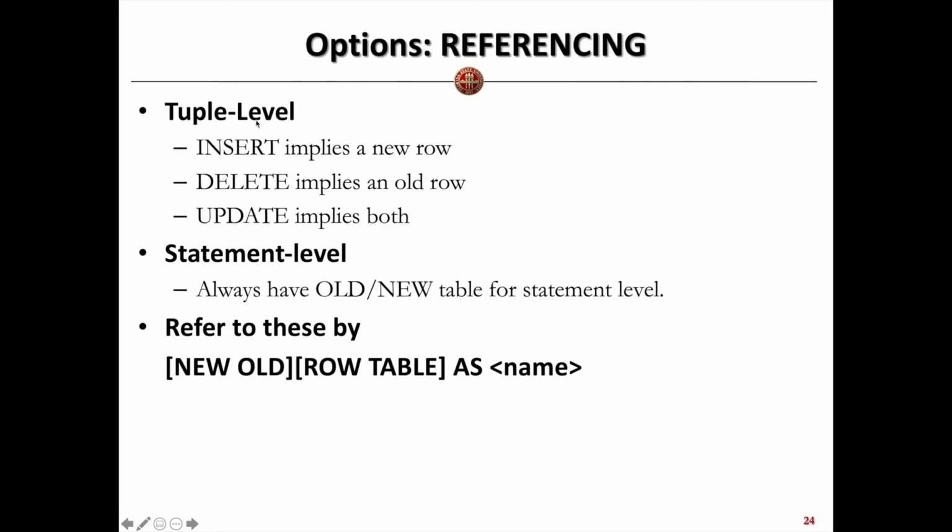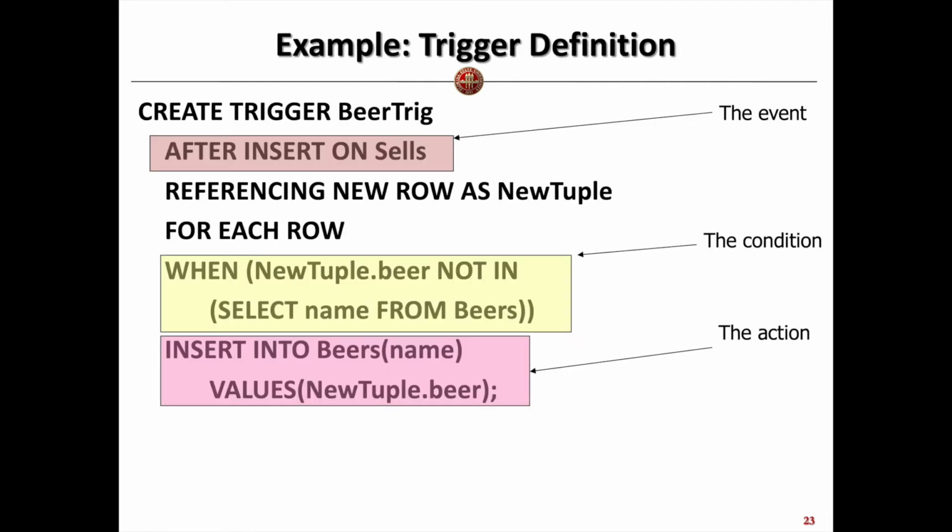This is for the tuple level based referencing. We can also work on the statement level based referencing. It always has old and new tables for the statement levels. In other words, if we have the trigger to be statement level, then here we can reference new tables and old tables instead of new row and old row.